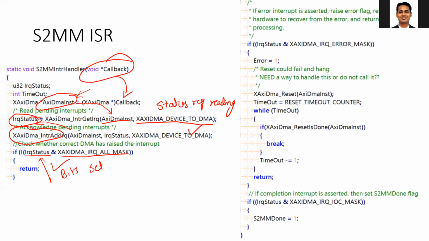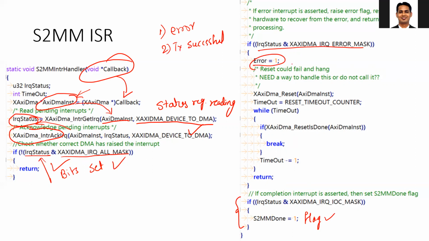If that is not true, then the interrupt was generated. So I'll check for 2 conditions. One is the error condition, and the second is the transfer successful condition. If the transfer is successful, I'm going to make the corresponding flag equal to 1. This flag I'm going to check in my main code. If there is an error in the transfer, so you can see that the error bit has been set, then in that case I'll make the error flag 1, so that in my main code I know that the error has happened.